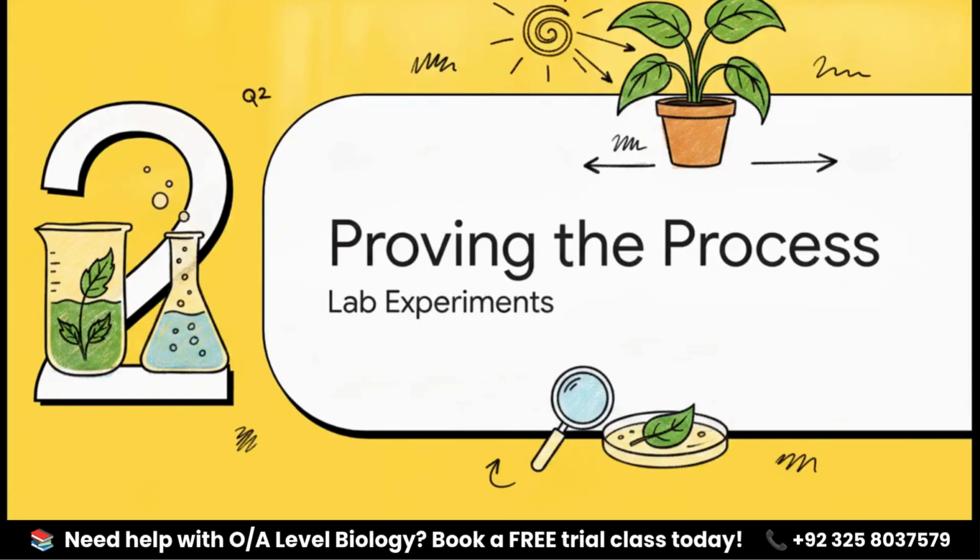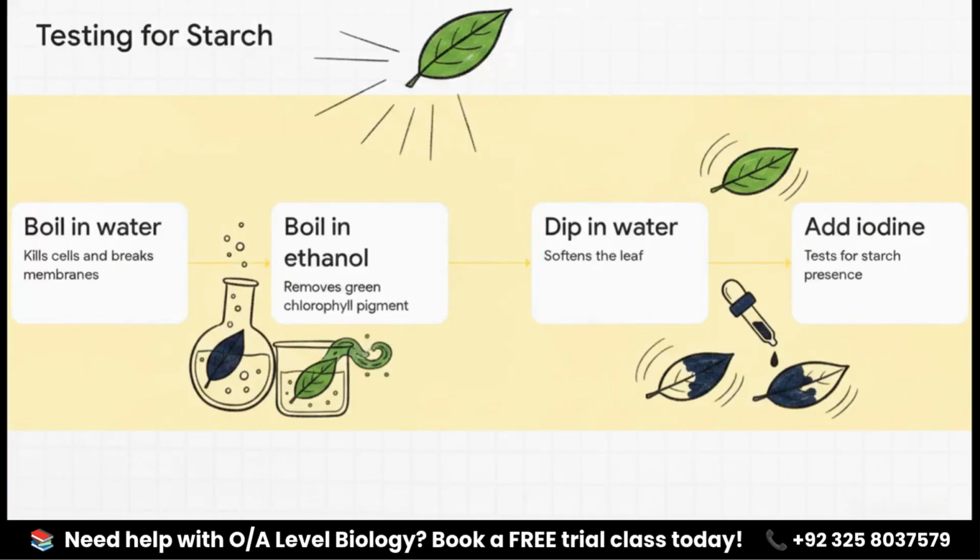Moving right along to section 2, proving the process. Now, examiners absolutely love testing your knowledge of practical procedures, so we really need to know how to prove in a laboratory setting that photosynthesis is actually taking place. Since starch is stored exactly where photosynthesis happens, testing a leaf for starch is basically our best indicator that the process just occurred. But you can't just drip some iodine on a fresh leaf and call it a day.